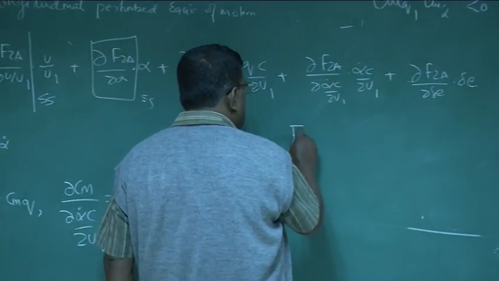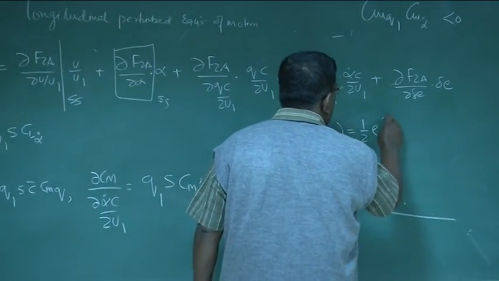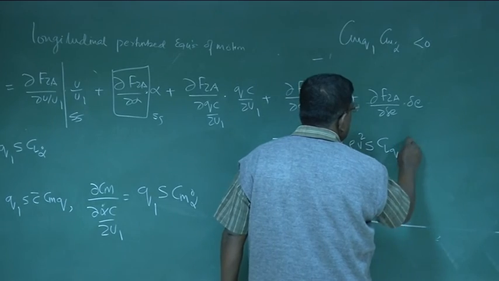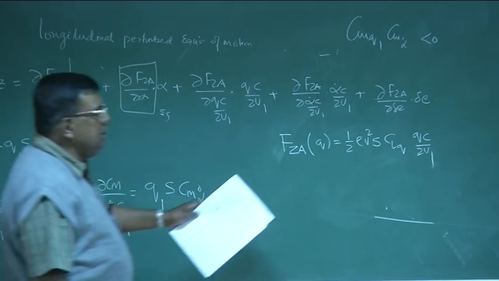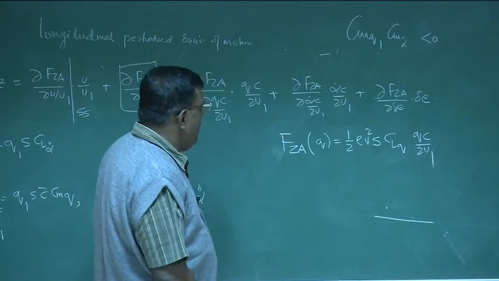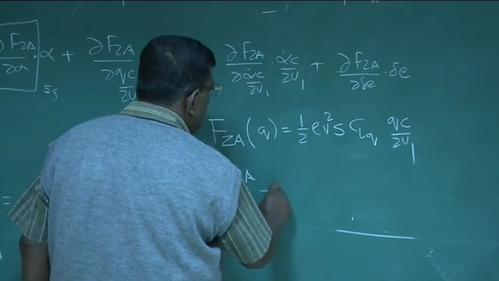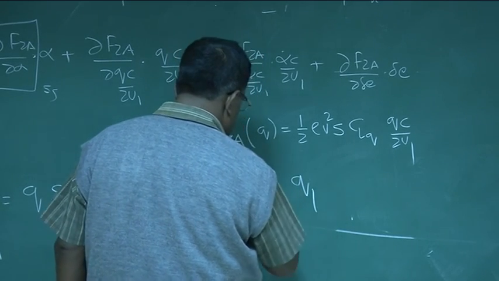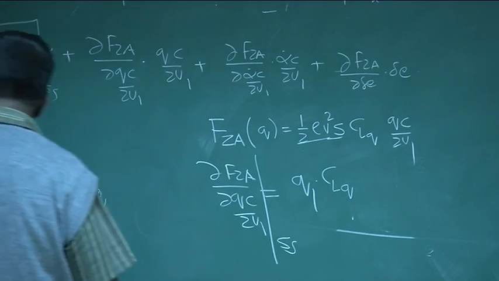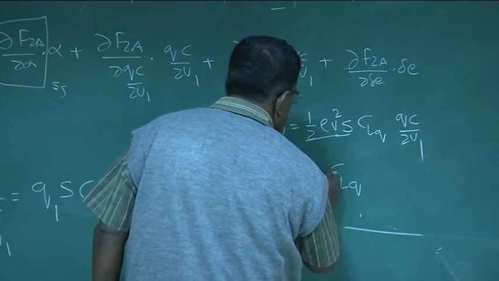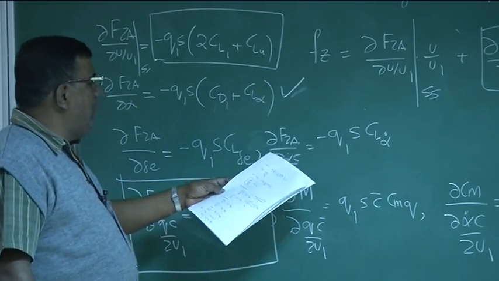You know, Fz, Fza because of q will be what? That will be half rho v square s into clq into qc by 2u1, right? Only q, it's the partial derivative. So dFza by dqc by 2u1 will be equal to nothing but q1, that's because it's evaluated at steady state. So this is remaining at q1 and then clq, q1 clq, and of course there is s. And that is exactly this expression. Very simple, right?